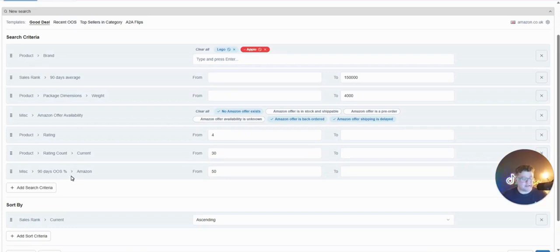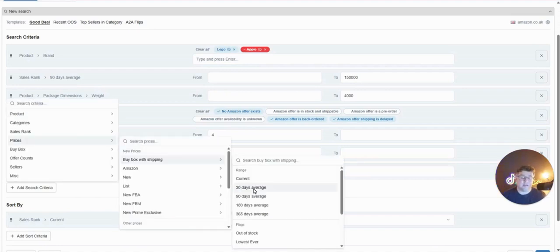And then we have got the 90-day out of stock, and this one's really good. This is showing that Amazon is going to be having problems keeping up with demand. Therefore, they're looking for third-party sellers like ourselves to be fulfilling the orders. And most of these products have gone out of stock because they are usually the faster selling products.